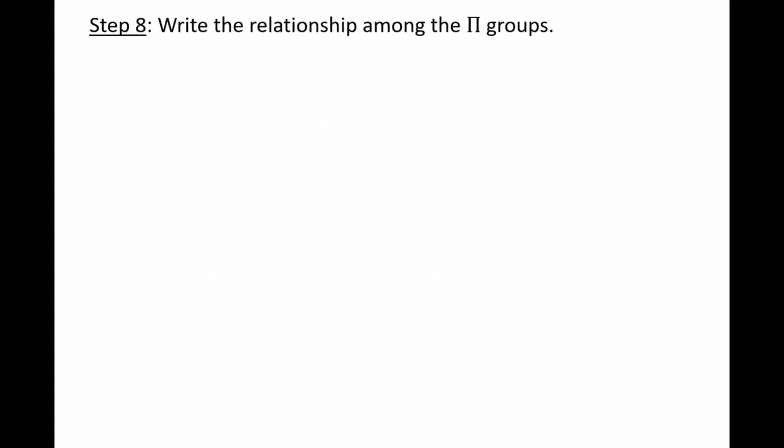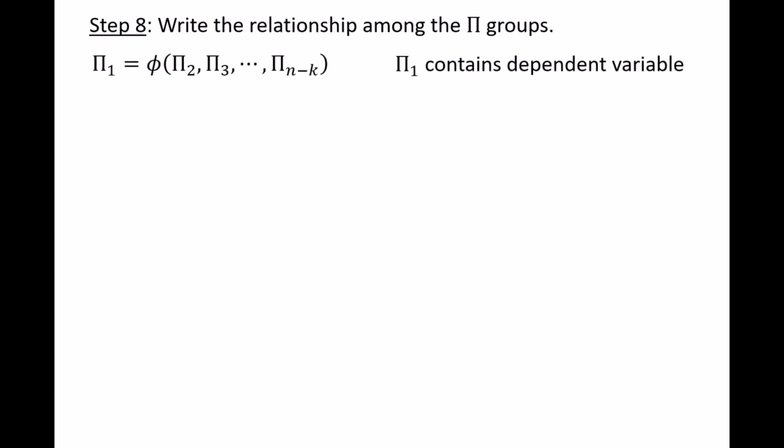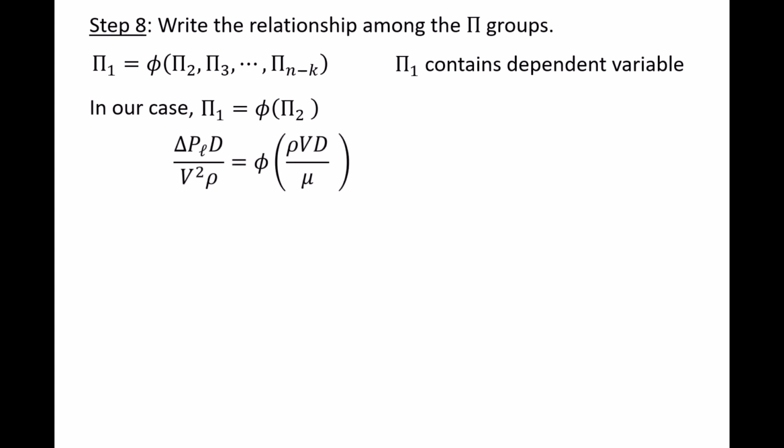In the last step, we write the relationship between all the pi groups. In general, pi 1, which contains a dependent variable, will equal some unknown function phi of pi 2, pi 3, and so on. In our case, we have two pi groups, so pi 1 is equal to some unknown function phi of pi 2. Plugging in the expression for the pi groups, we have delta PL d over v squared rho is equal to some unknown function phi of the Reynolds number.